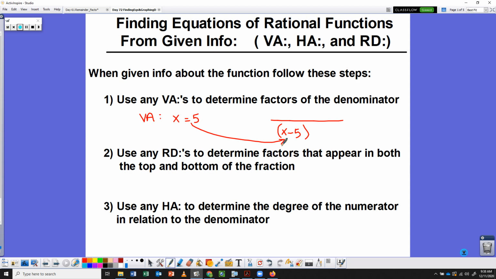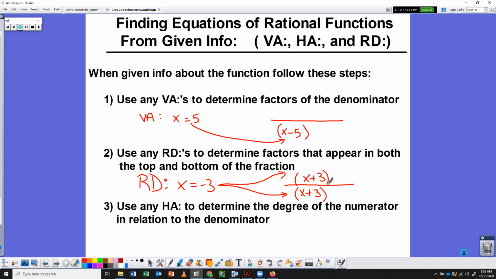Number 2, use any removable discontinuities to determine factors that are going to appear in both the top and bottom part of the fraction. So if somebody tells you a removable discontinuity is x equals -3, that means when we go to make our polynomial on top and bottom, both of them would have to have x plus 3 as a factor. So remember, removable discontinuities are the answers to the factors that would cancel. So if x equals -3 is a removable discontinuity, that means that x plus 3 must have been showing up on both the top and the bottom.